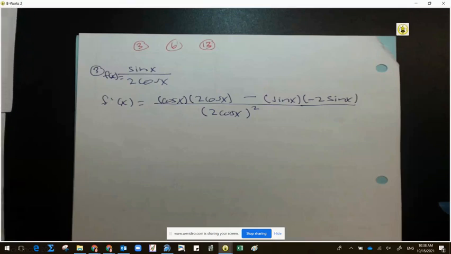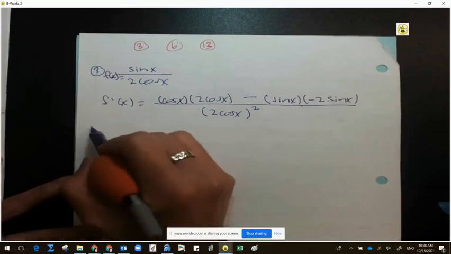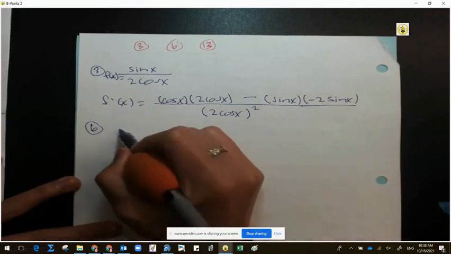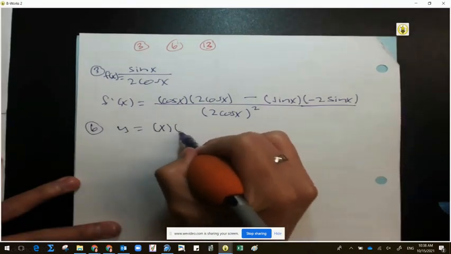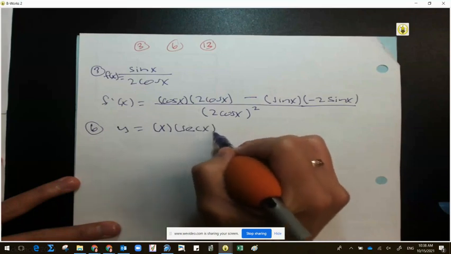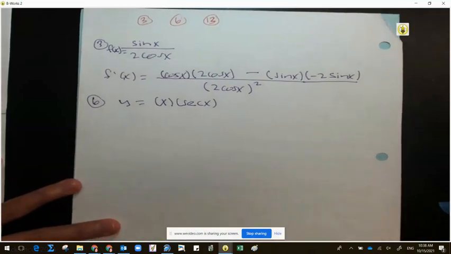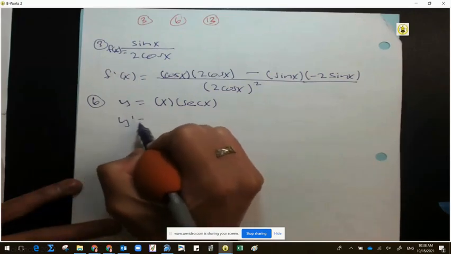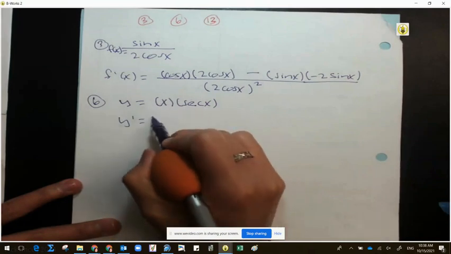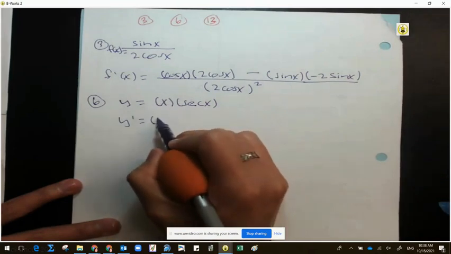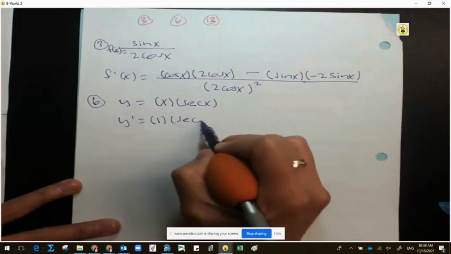Okay, now let's go on to number 6. So on number 6, we have y is equal to x times, I'm going to put that in parentheses, even though it's not on there. So which rule are we using for this one? The product. The product rule says derive the first one. What is a derivative of 1x? 1. And we keep the second one.